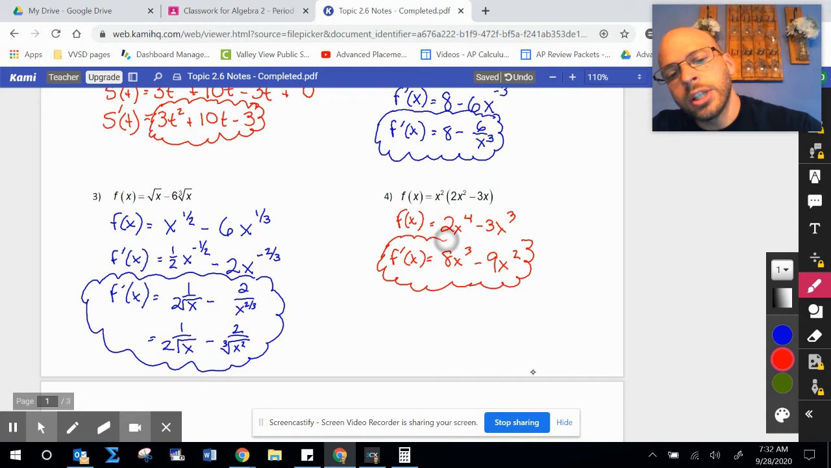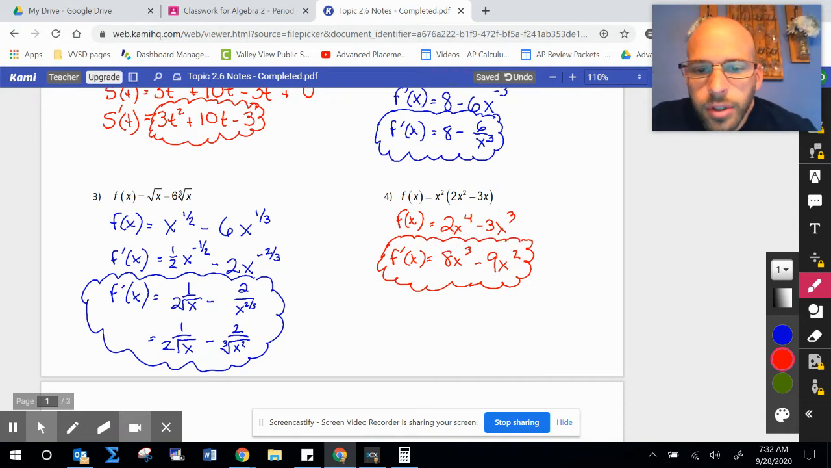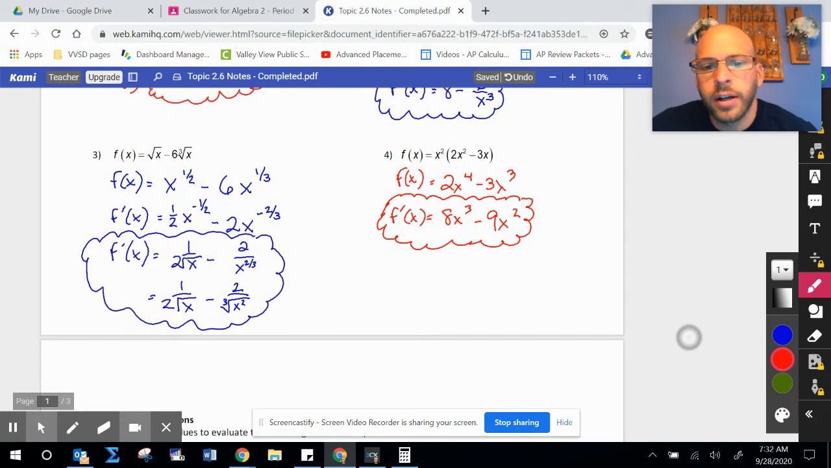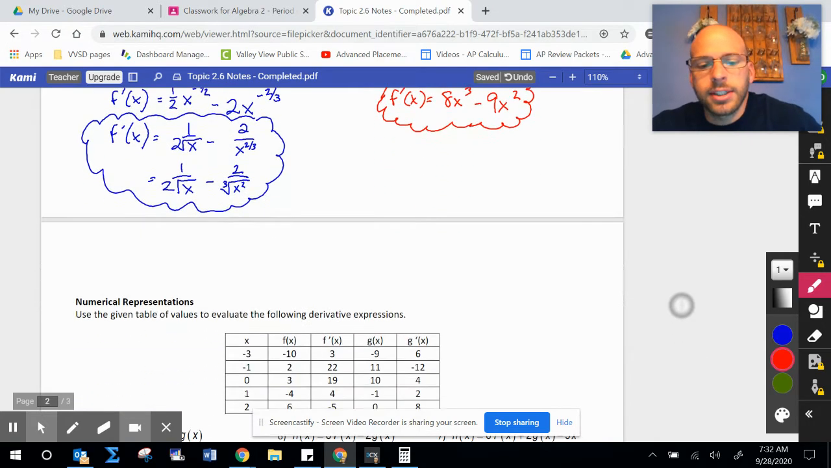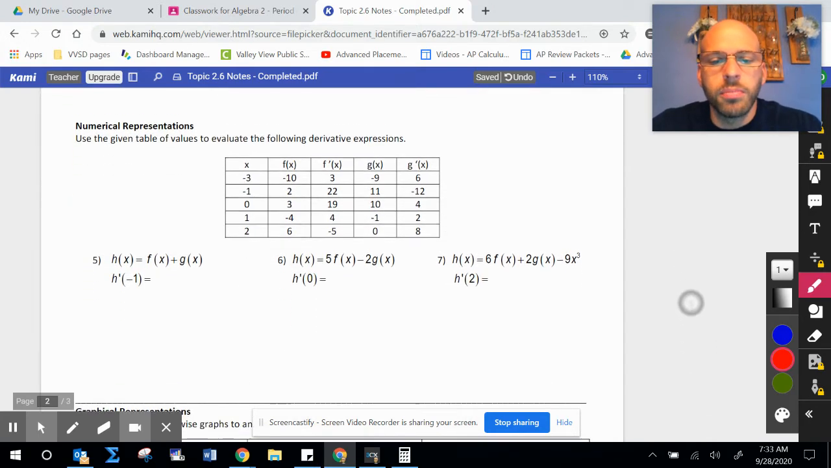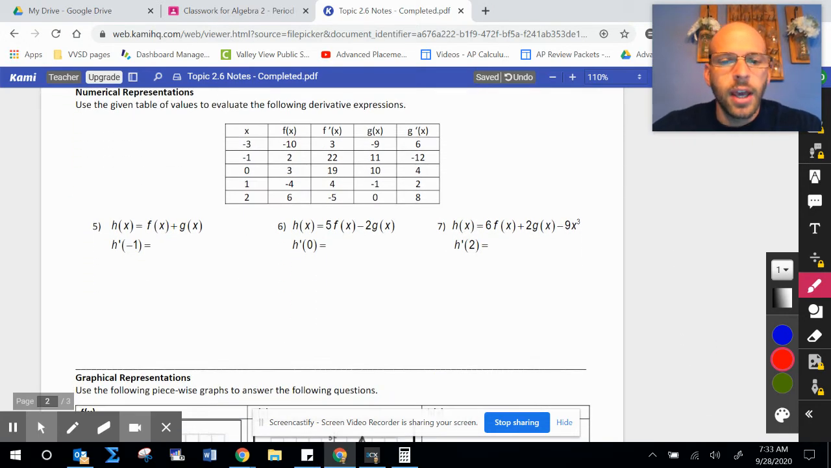If you notice, each of these problems has multiple terms. We're using sum and difference. Some of those terms have coefficients. That's the scalar multiplier or the constant multiplier. We even had some constants that went to 0. So let's show some numerical representations of this. Given this table of values, I want to try to perform these operations.